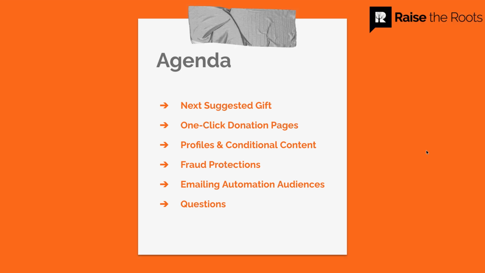So today we'll be talking about next suggested gift, one-click donation pages, setting up profiles for conditional content, fraud protections, and emailing automation audiences, all within the context of year-end and making sure that you are getting the most out of Engaging Networks for year-end. If you have any questions, feel free to drop them in the chat, and I'll answer them as we go along, but we'll also have a question time at the very end.